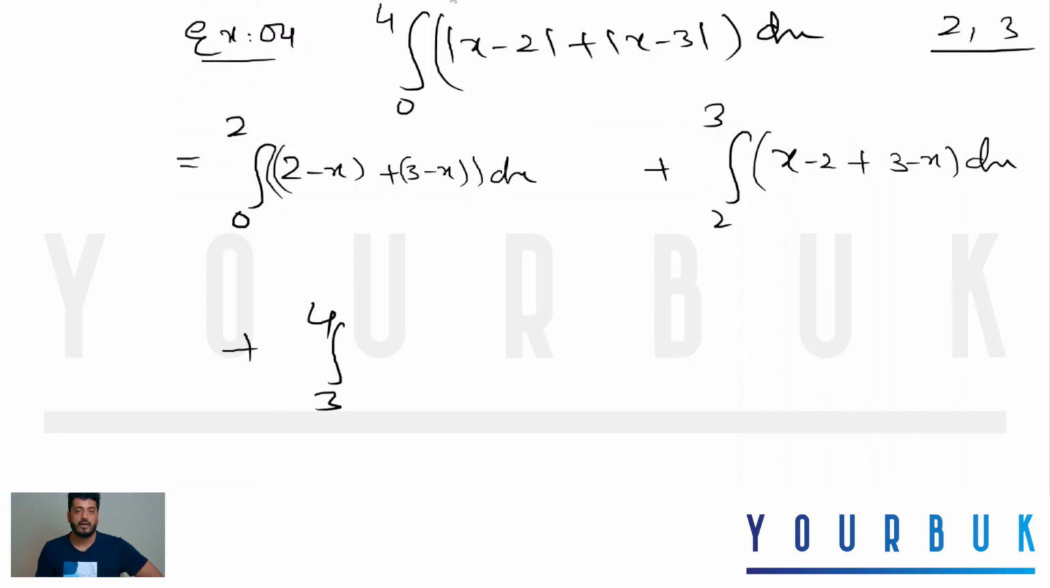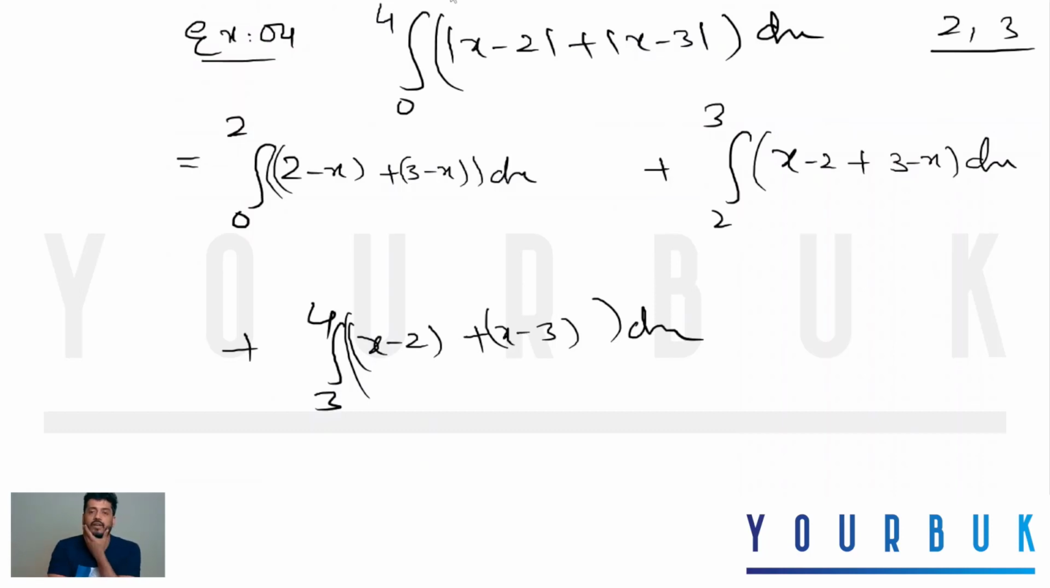Okay, and from 3 to 4 means x is bigger than 3. So when x is bigger than 3, by default it is bigger than 2 also. So this comes out to be x minus 2 plus x minus 3 only. So this is how you integrate. Now this question becomes a normal question of integration. The main part, the splitter property, I have given, how to evaluate the splitter part. Now the rest is simple calculation.